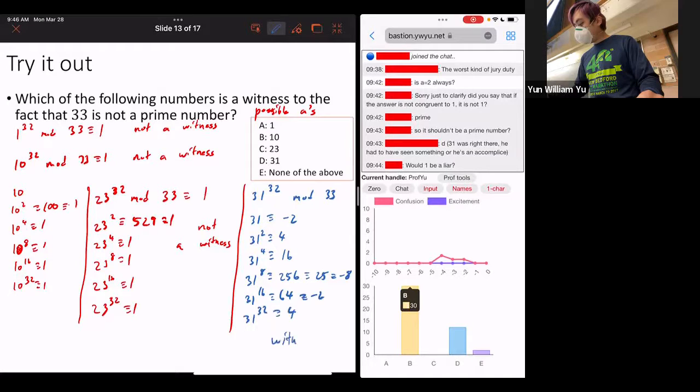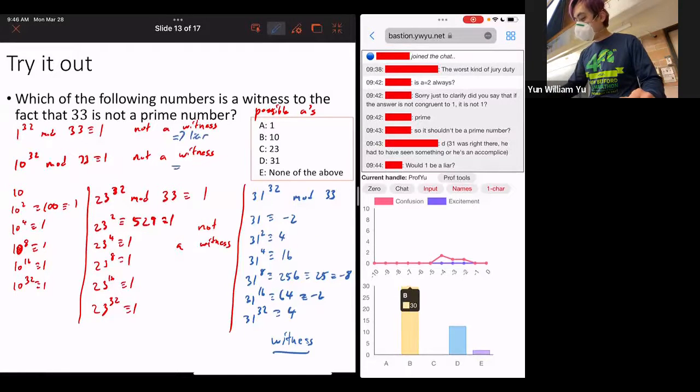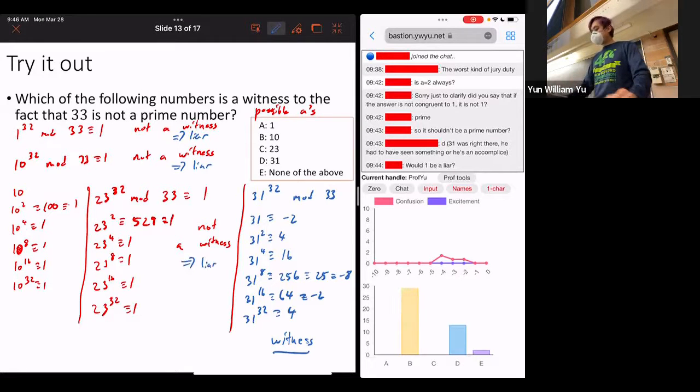So this here is a witness because it's telling you that it's not prime. And then that makes this a liar, and this a liar, and this is also a liar. Okay, so whoever said that 31 must have seen something was correct. 31 is a witness to the fact that 33 is not a prime number.